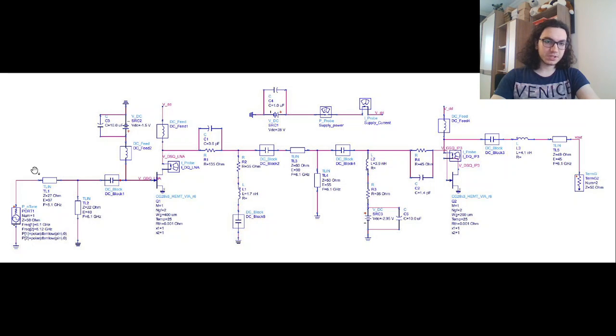And this is the input matching network of the first stage, and this is the stability network of the first stage, and this is the output matching network. It's also the input matching network of the second stage. I tried to combine them, and this is the stability network of the second stage. I put it in the input side of the second stage since it's a power amplifier and high IP3 amplifier, and this is the output matching network.